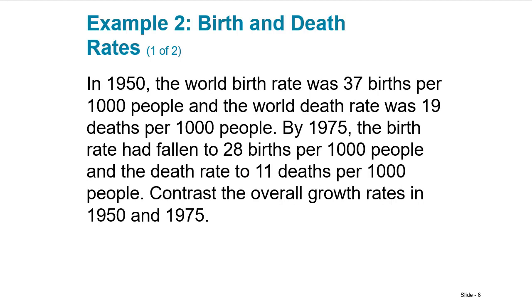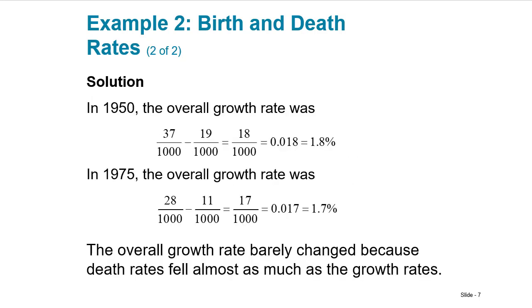In 1950, the world birth rate was 37 births per 1,000 people, and the world death rate was 19 deaths per 1,000 people. By 1975, the birth rate had fallen to 28, and the death rate had also fallen to 11. So we can contrast the overall growth rates for those two periods and see that in 1950, it was 1.8%. In 1975, it was 1.7%. So it actually has gone down.